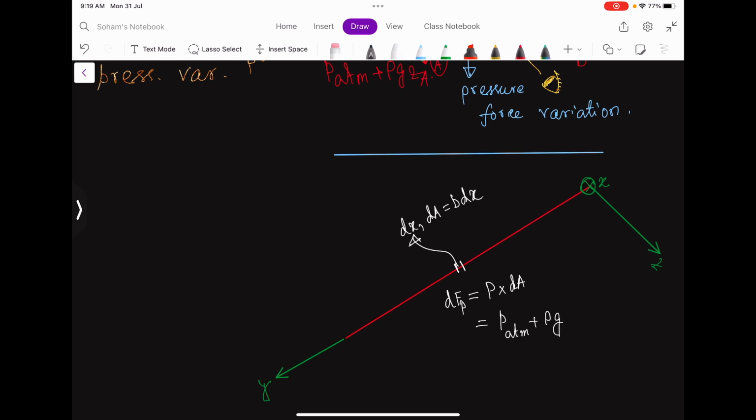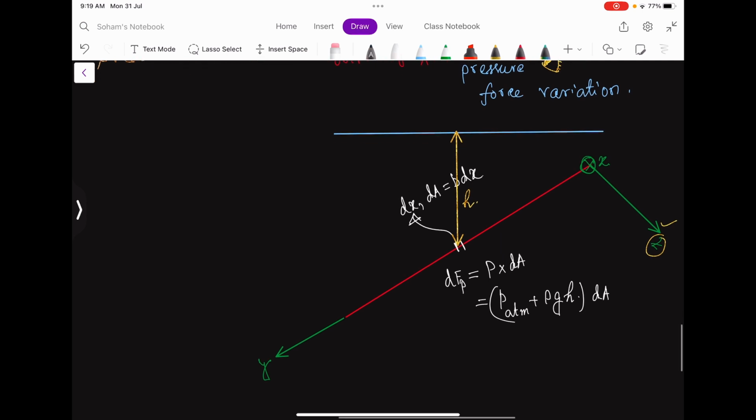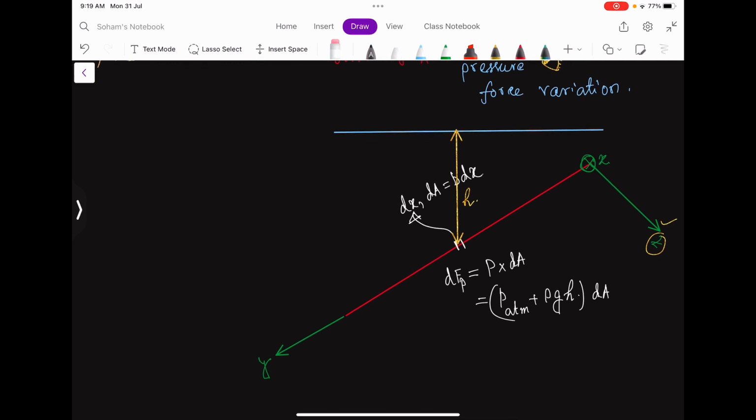So now let me not call it z, let me call it some h. So this is h, because z is this coordinate, so I have this rho g h into dA. Fine, so I can write this dA as b dx. Also, this is not dx actually.